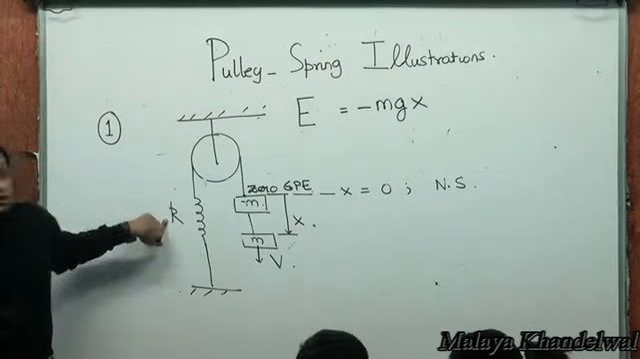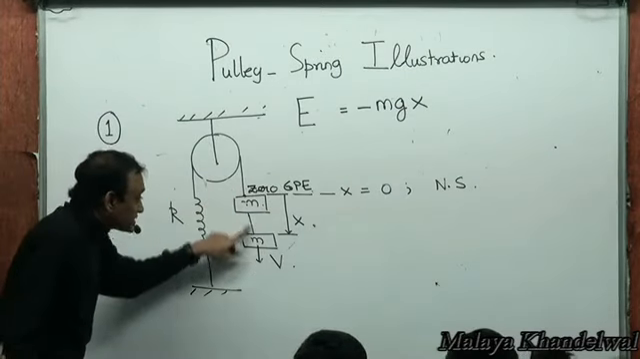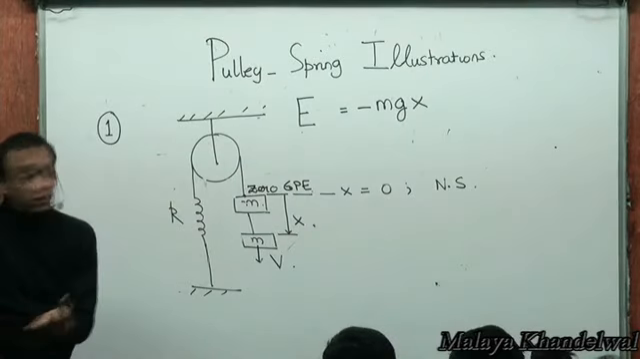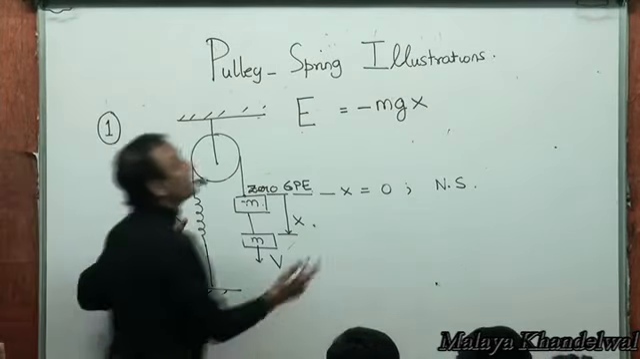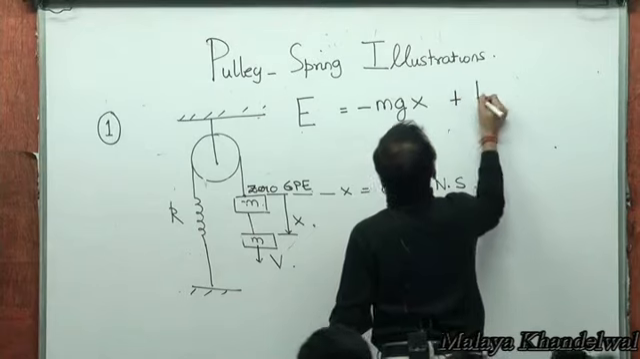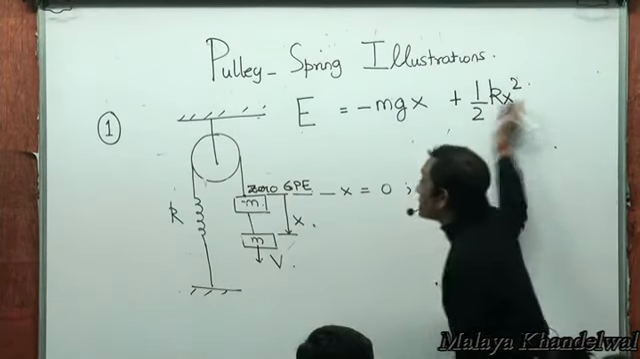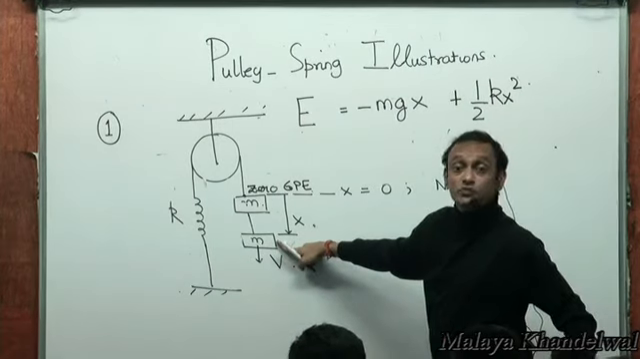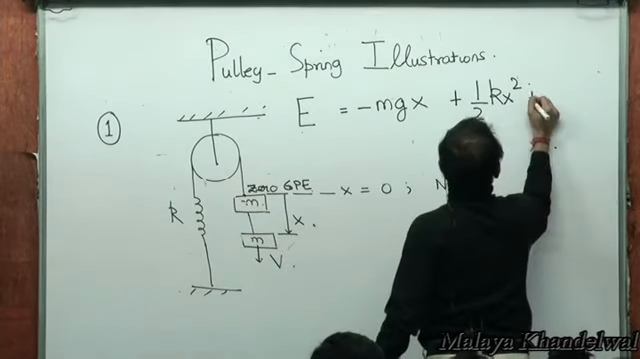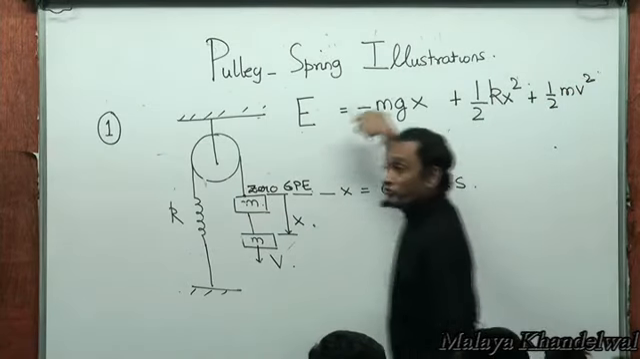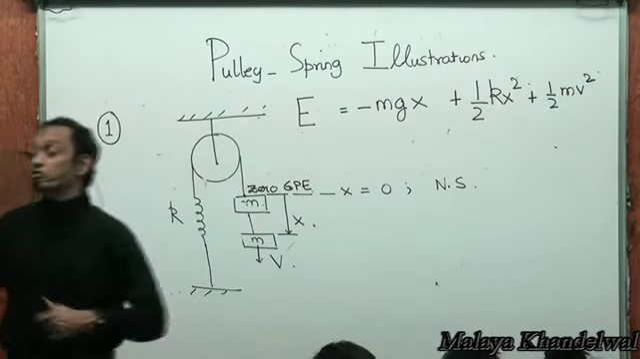Then there is elastic potential energy of the spring. If this point has descended down by an amount x, the spring must have got elongated by an amount x. So there would be elastic potential energy half kx squared in the spring. Plus there is kinetic energy of the mass, which is half mv squared. This is the total energy of the system as a function of x.